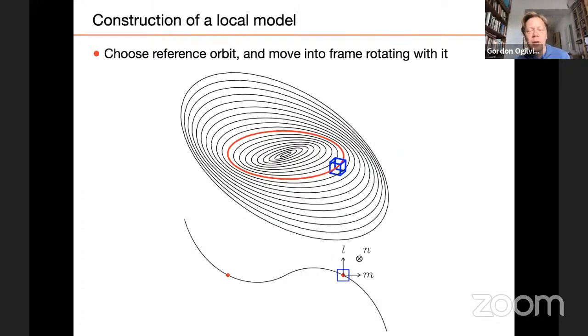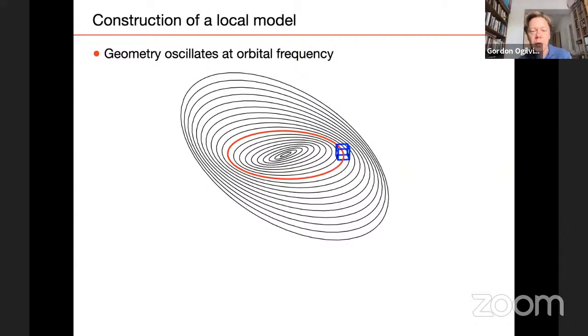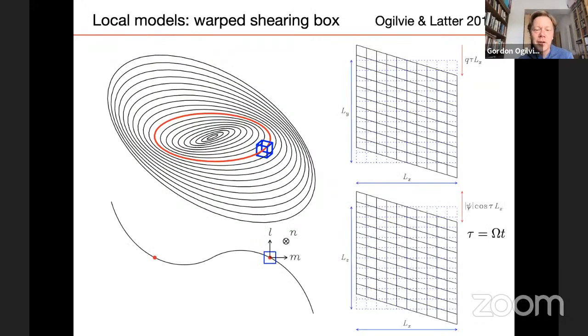Now, for a warped disk, made of variably inclined circular orbits, we can do a similar construction. That is, pick out a reference orbit somewhere in this disk and go into a rotating frame that rotates with this orbital motion. And now, from the perspective of this local frame of reference, the geometry of the disk oscillates at the orbital frequency, at least in as much as the shape of the warped disk is fixed in the inertial frame. So as we go around, this box sees this oscillating geometry, which is responsible for forcing these internal flows.